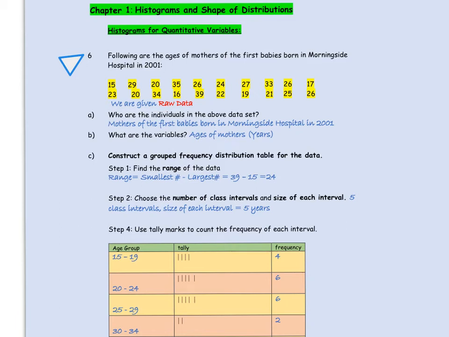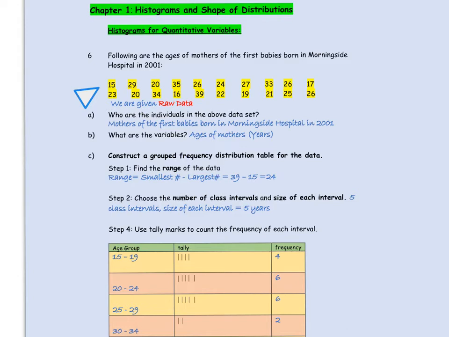In part 2 of chapter 1, we discussed two types of graphs, a pie chart and a bar graph, that can be used to represent the distribution of a categorical variable. In the example here, we have the ages of moms of the first babies born in Morningside Hospital in a certain year. So the numbers that you see here are ages of moms in years.